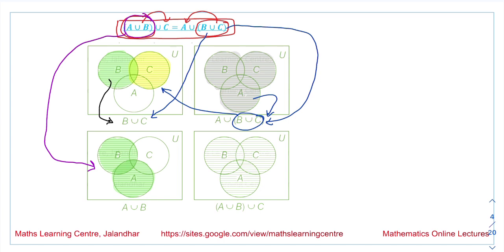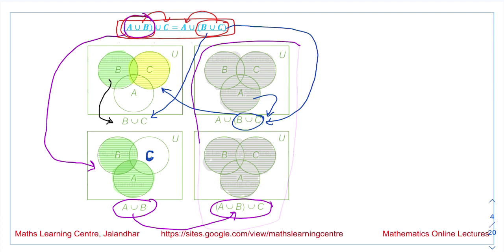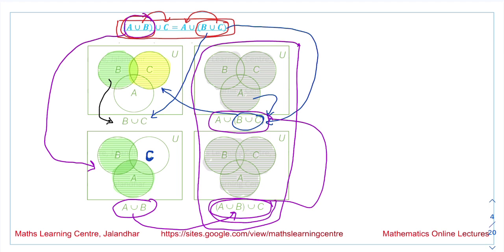Now if we take its union with the set C, this is the set C we have. When we take the union with C, we obtain this complete region over here. This represents A union B, which we have already seen, and then we have done the union with C. From these two figures we obtain that these two values are equal to each other, and this is what we had to prove.